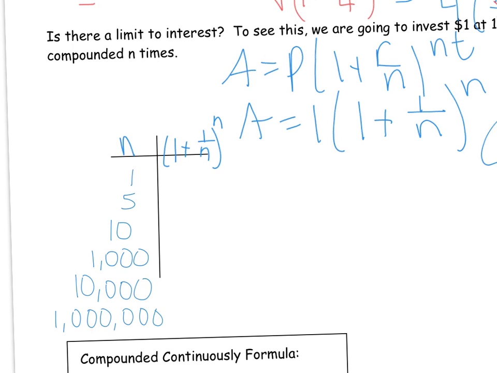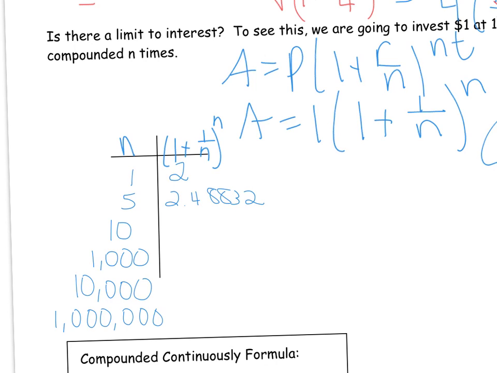Feel free to use your calculator. This one we don't need it for. We're just replacing n with 1. So 1 plus 1 to the first is 2. From here on out, I am going to use my calculator. 1 plus 1 over 5, all to the 5th, is 2.48832. Well, it's some nice growth from 2 to 2.48.